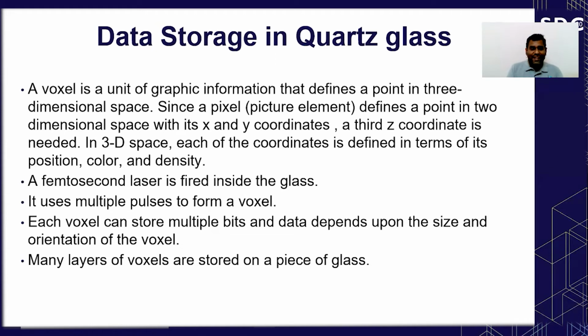A femtosecond laser is fired inside the glass. It uses multiple pulses to form a voxel. And each voxel can store multiple bits of data depending upon the size and orientation of the voxel. Many layers of voxels are stored on a piece of glass.